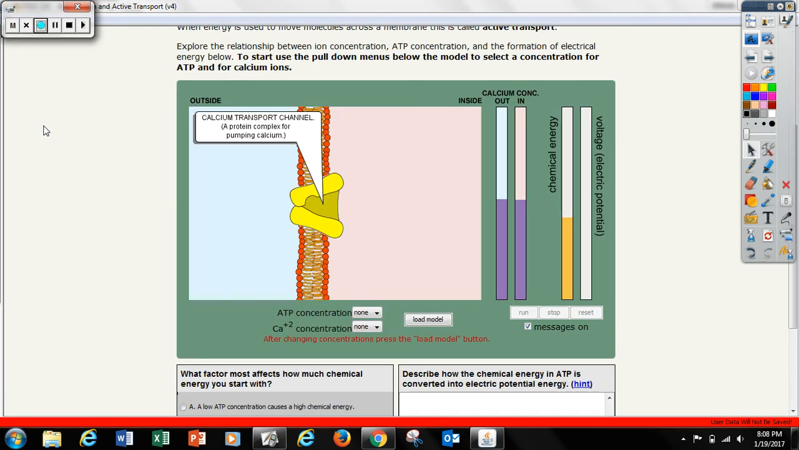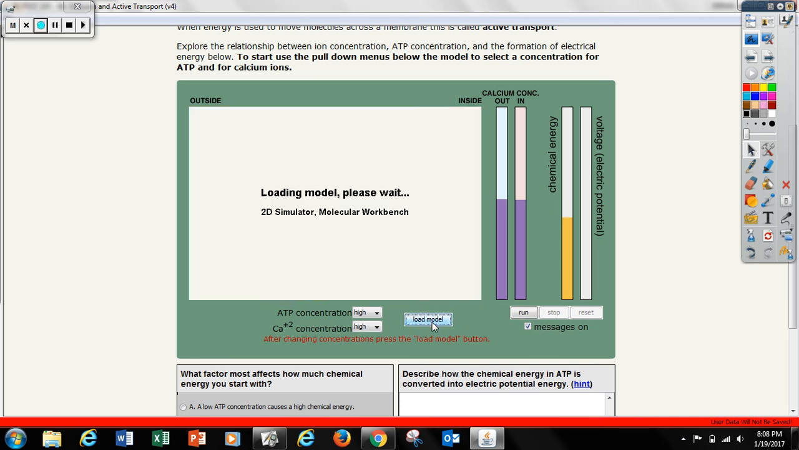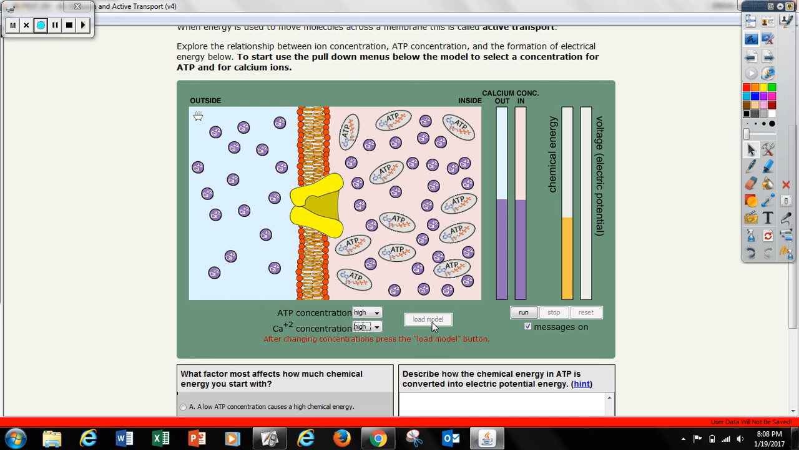All right, so finally we understand why we need the voltage, the electric potential. Now how do we get it? One of the things we use our ATP for is to change the chemical energy of the ATP into, as we said earlier, kinetic energy. Kinetic energy is energy of movement. Now I just want to point out, this is a model. This is a picture that's going to help us understand what's going on.